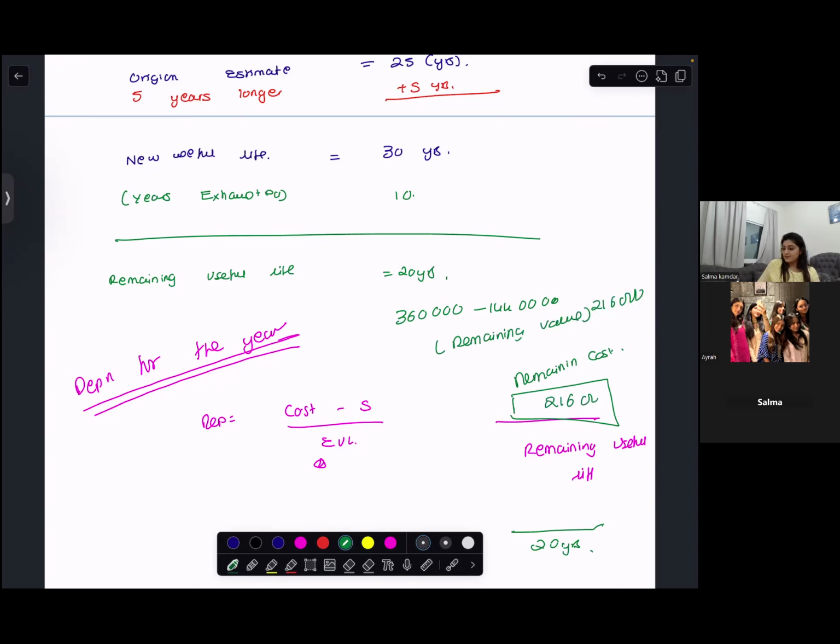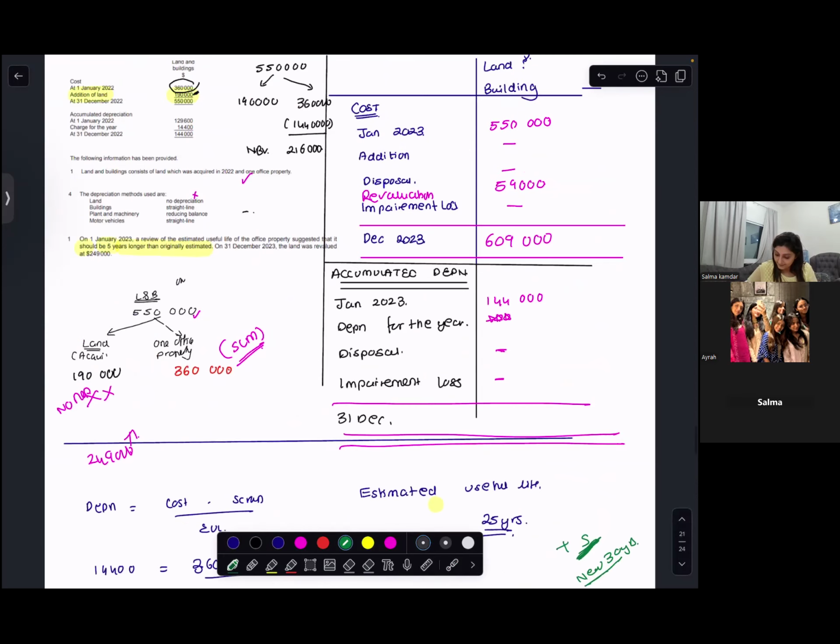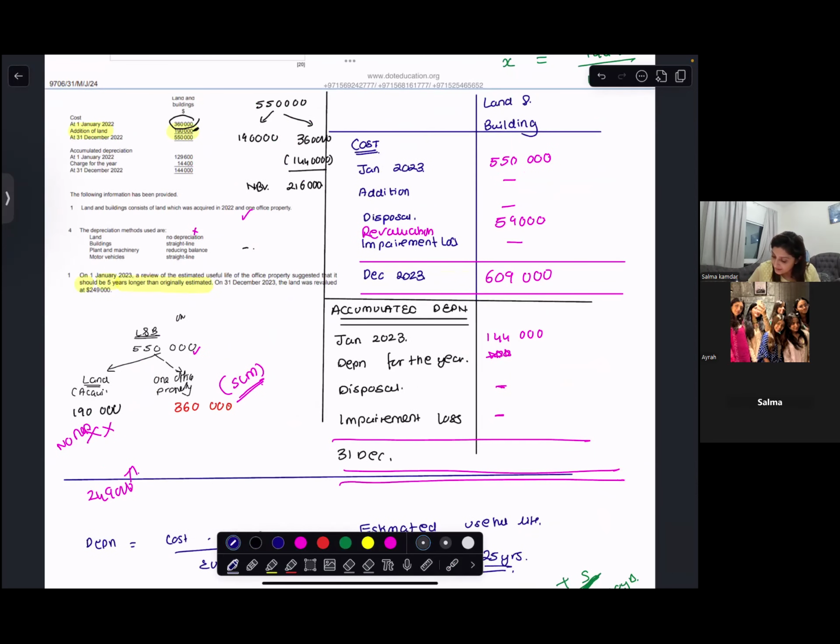So the remaining value is 216,000. I will divide it by the remaining number of years. So remaining cost divided by remaining years. I am going to get depreciation on land and building as 10,800. This is the depreciation on land and building. It would be my working note number one. So what is the depreciation charge for the year? 10,800, working note number one.